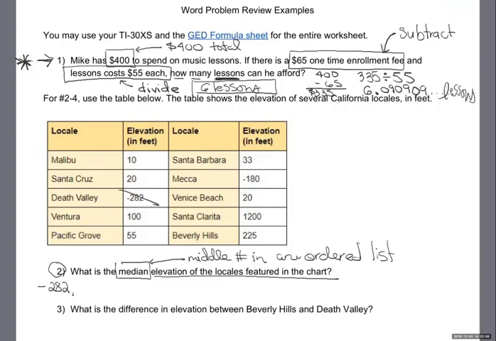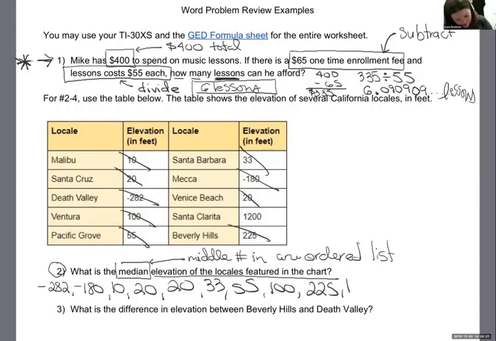Yes, negative 185. I just did one list. Oh, you didn't notice that there are lists on either side. Oh, gotcha. Okay, so then a negative 10. 10, 20, 20. 20, 20, yes. And 30, then 33, 55, 100, 225, and 1200. Beautiful.